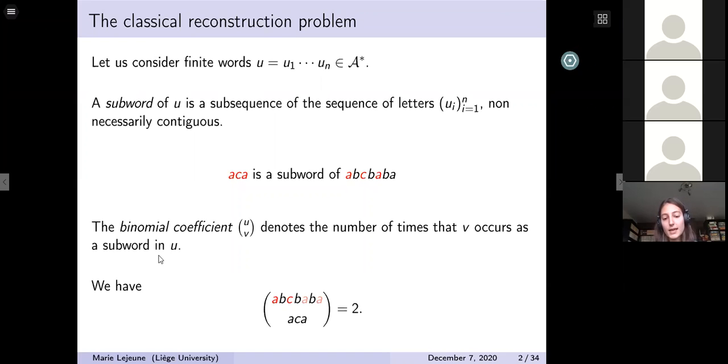So for example, in ABCBABA, I can see the subword ACA 2 times because I have only one occurrence of C, so I'm obliged to take this C. I only have one occurrence of A before the C, but then I have 2 occurrences of A after the C, so I have 2 occurrences of ACA as a subword.